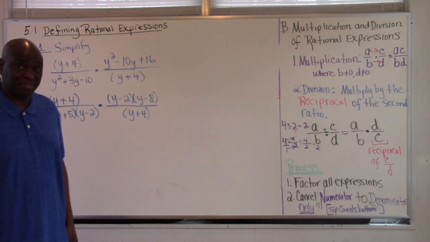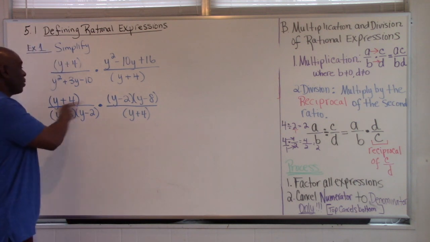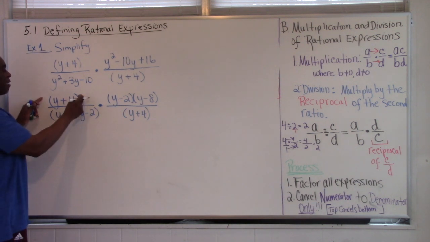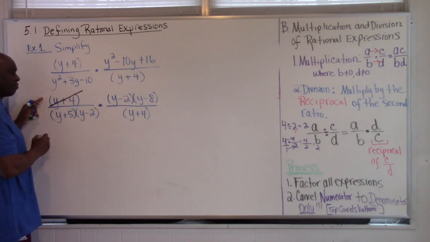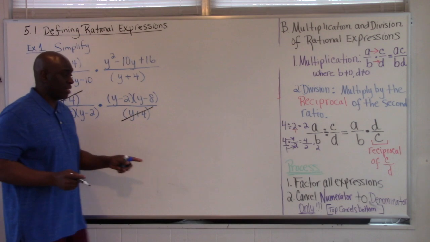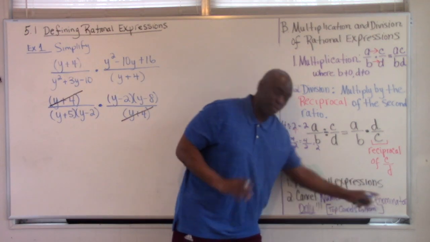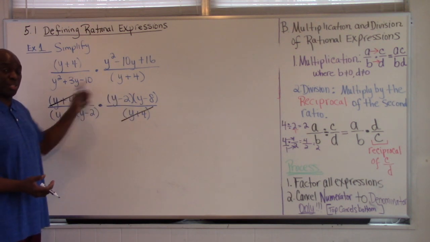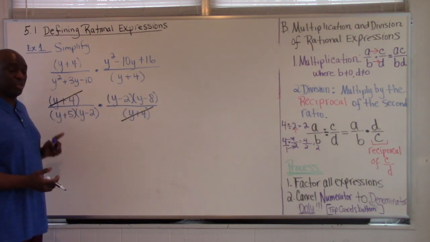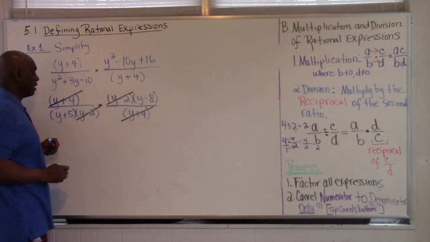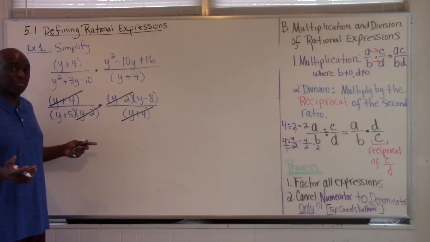Now let's cancel. All right, what can we cancel out here? Well, on top I have a y plus 4 in my numerator, and I have a y plus 4 in my denominator. You see that? That's that numerator to denominator relationship. One's up top, one's down bottom. Now, do you see this anywhere else? Of course you do. You see y minus 2, y minus 2. Anything else to cancel?